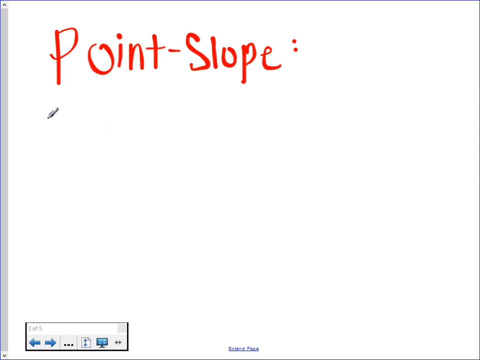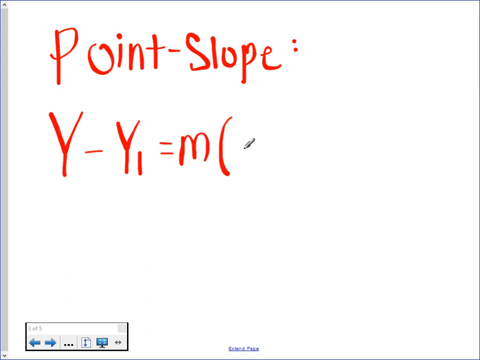So here's point slope form, and you need to write this at the top of your paper. There's a little piece at the very top you can write it at. y minus y1 equals m, what does m stand for? Nope. Slope. That's why it's called point slope. m, and then you'd have x minus x1.